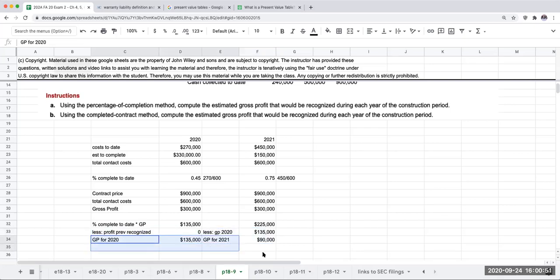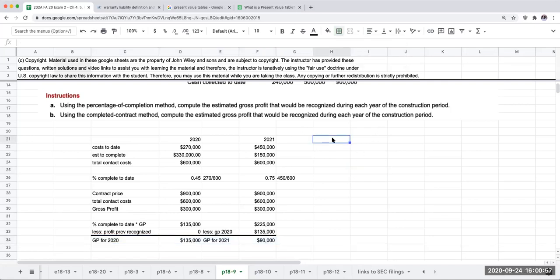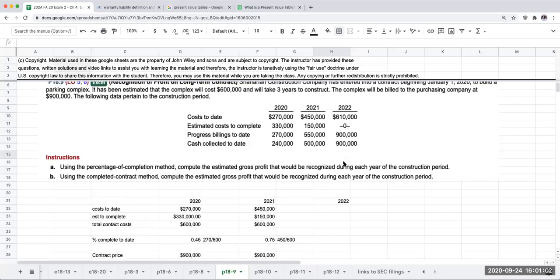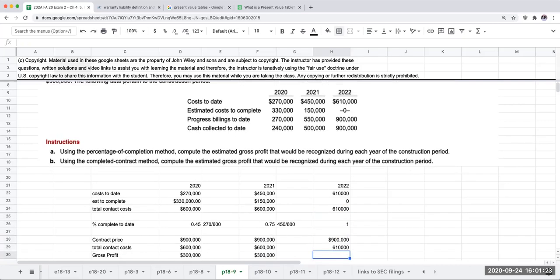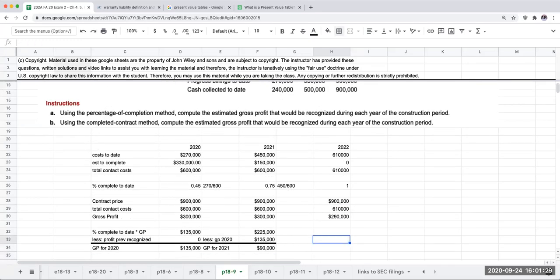So again, with percentage of completion, we can go through and recognize as we progress in the contract. Now for 2022, this over here is 610,000. There is no estimated cost to complete, the project's finished. So my total contract costs are 610. I am 100% complete with regards to the project, so I'm going to go ahead and recognize the remaining amount. My contract price is still the same. My total contract costs are 610. So my gross profit on this contract is now 290.